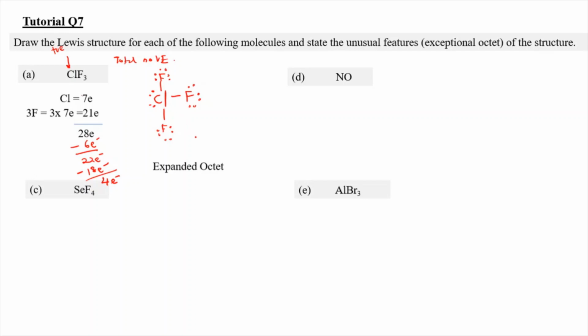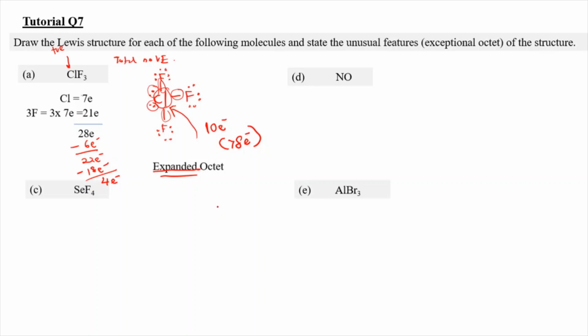So as you can see here, the central atom, which is the chlorine, will have 2, 4, 6, 8, 10 electrons. So you're going to have 10 electrons at the central atom. And these 10 electrons are more than 8. And because of that, this is known as the expanded octet. Alright, and this structure is essentially stable. And that is why the exception that it adopts is the expanded octet.